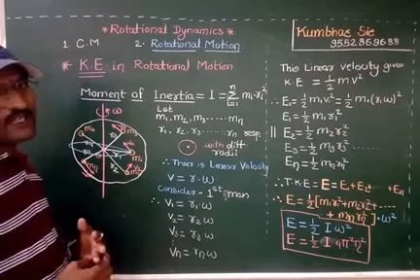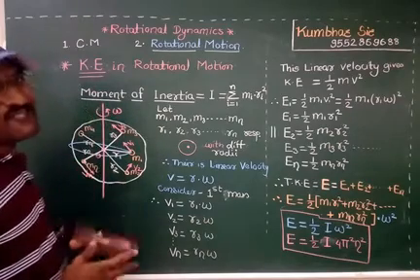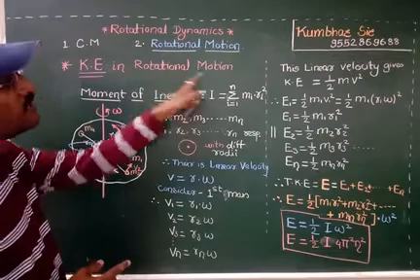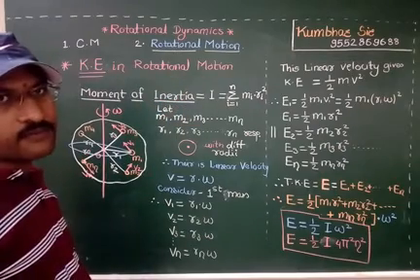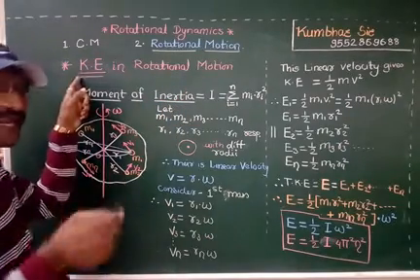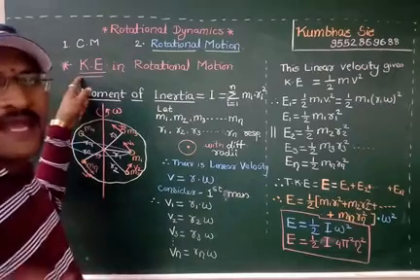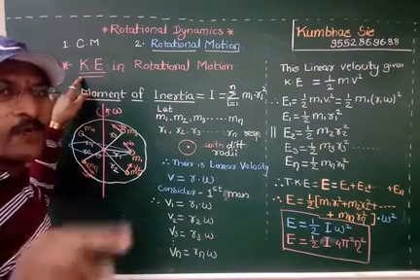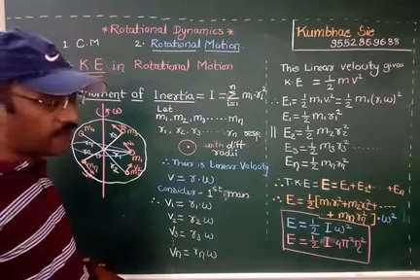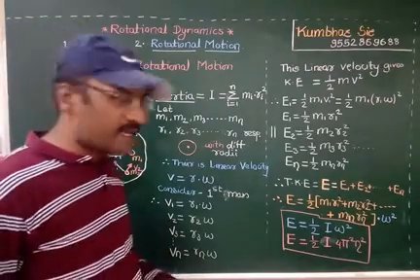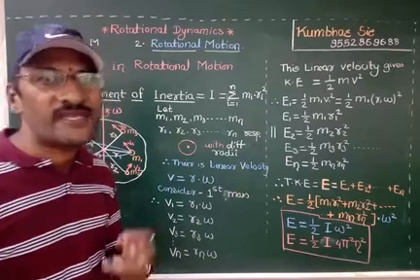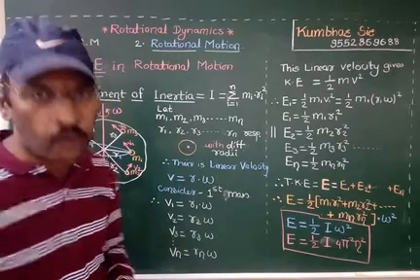Now, we studied the second article in rotational motion, or rotational dynamics. In the exam, the question is asked: obtain an expression for kinetic energy produced in rotational motion. Again, repeating the question: obtain an expression for kinetic energy produced in rotational motion, or show that kinetic energy is directly proportional to the square of the frequency of the rotating body.